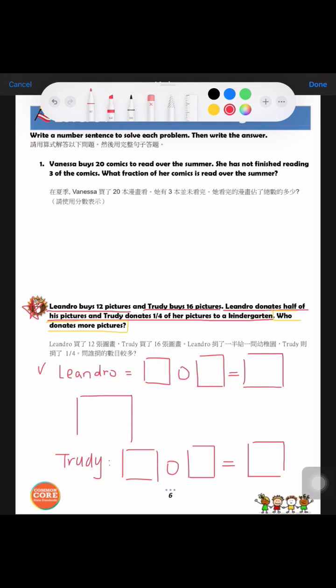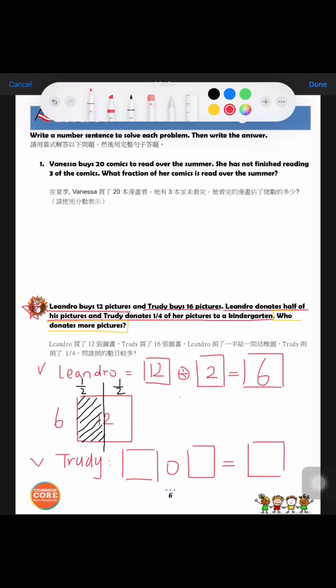So Leandro buys 12 pictures and he donates half of his pictures. That means we need to find half of 12. So we split 12 into 2 parts. Each part represents 1/2. So what is the half of 12? Okay, 12 divided by 2 equals 6. So Leandro donates 6 pictures to the kindergarten.